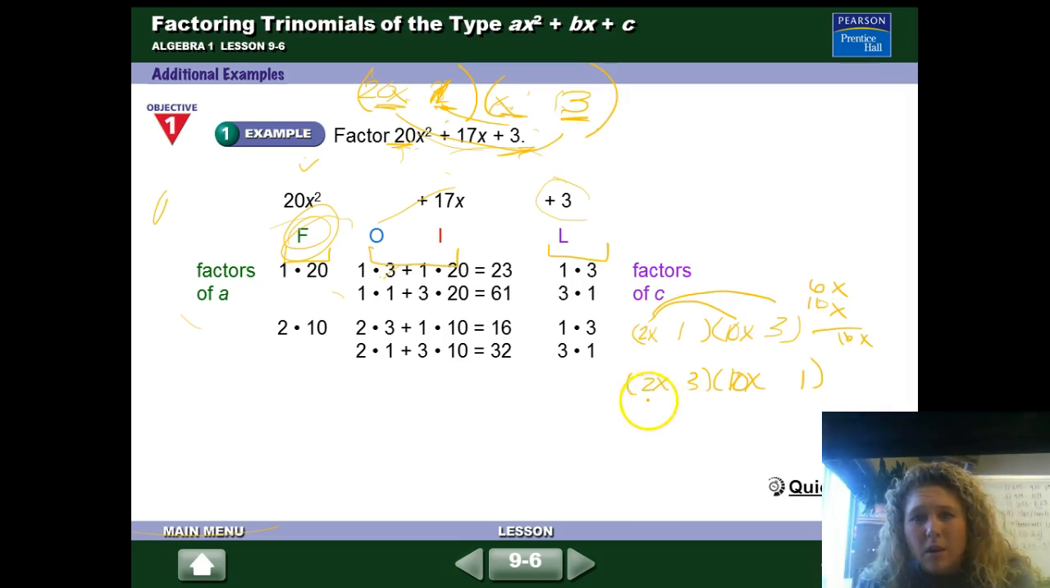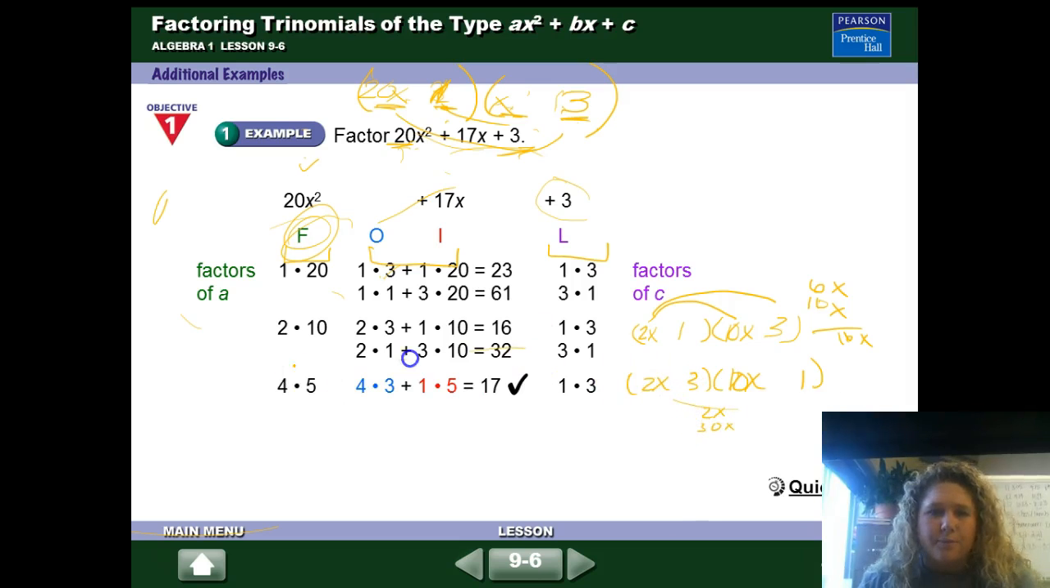So, next one we do. First and last work. Now inner. We got to check our inners. 2x times 1 gives me 2x. 3 times 10 is 30x. That gives me 32. Still doesn't work. So we got to try another factor.